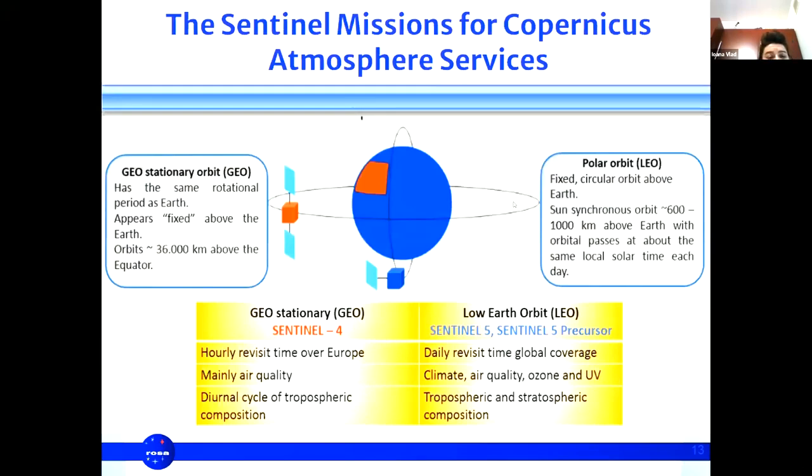Sentinel-4 is designed to be a geostationary platform with hourly revisit time over Europe, with application mainly on air quality, while Sentinel-5 and Sentinel-5P are in low Earth orbit, with daily revisit time and global coverage, with application on climate, air quality, ozone, and surface ultraviolet radiation.